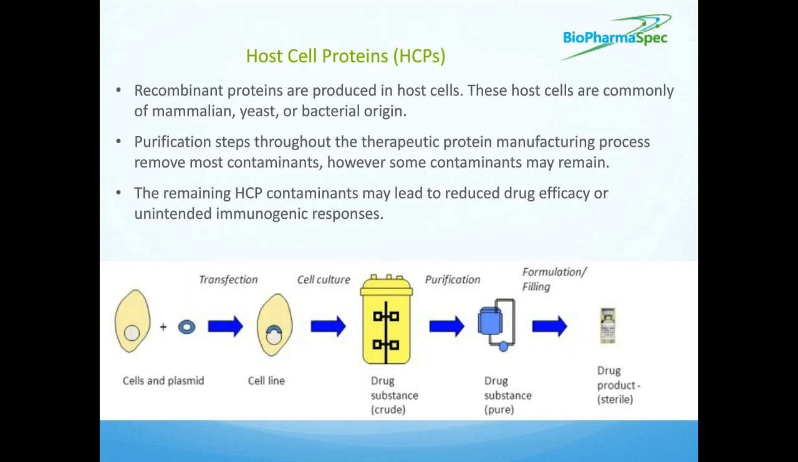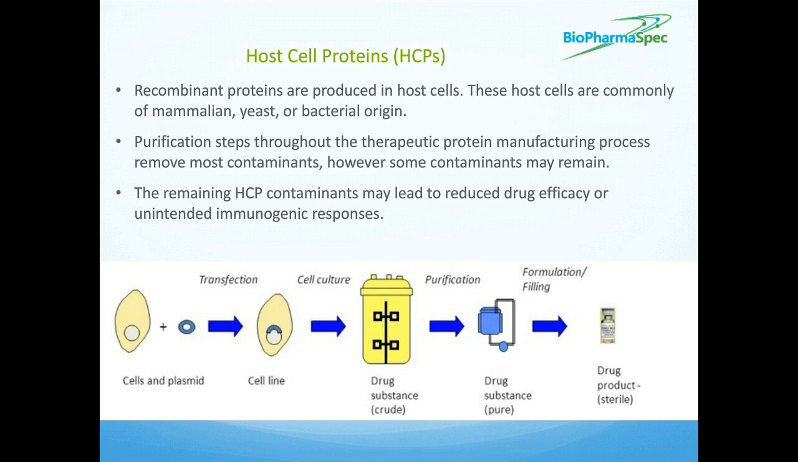Next, I just want to give some background information on host cell proteins, about what they are and why they're important to us. So host cell proteins are proteins that are produced by the host cells in which recombinant proteins are made. These host cells are commonly of mammalian, yeast, or bacterial origin. Purification steps throughout the manufacturing process are intended to remove most of the contaminants. However, at the end of the process, some contaminants may still remain. So these host cell protein contaminants may lead to reduced drug efficacy or unintended immunogenic responses.